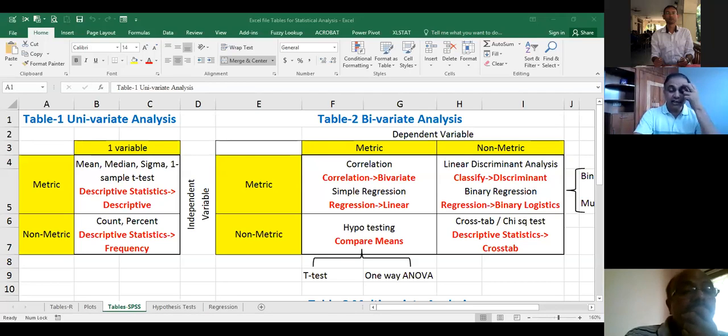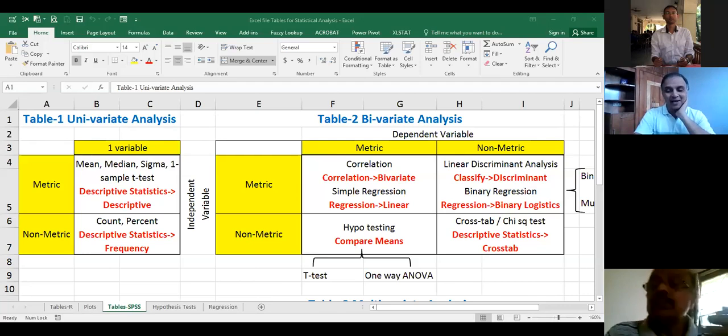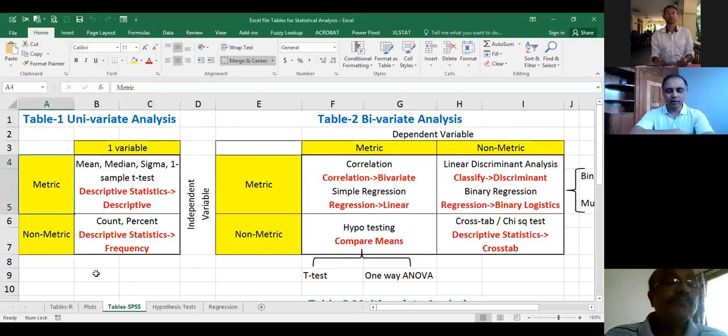Friends, this is what I have concluded over the years, my understanding. If you have one variable only and you chose metric, metric means age. What is your age? Fill in the blanks. The tools applicable are mean, median, sigma, or sometime later we will discuss one sample t-test. If I simply note down, for example, gender, how many boys and girls, I can just go for count and percentage. It's non-metric. One variable measured on non-metric, it's count and percentage.